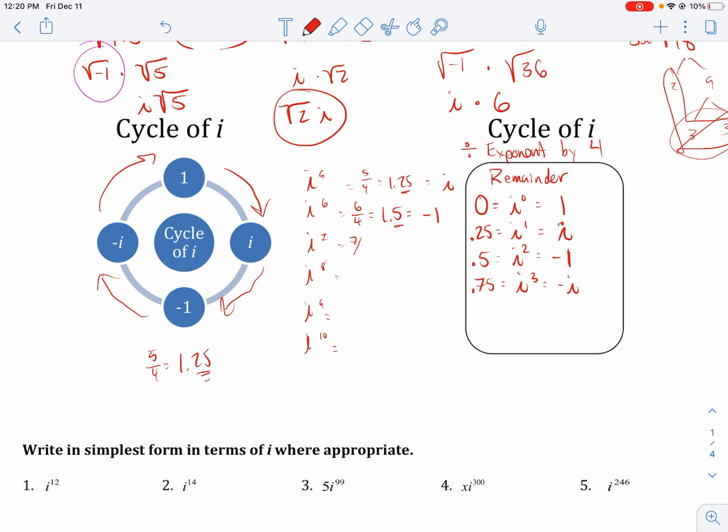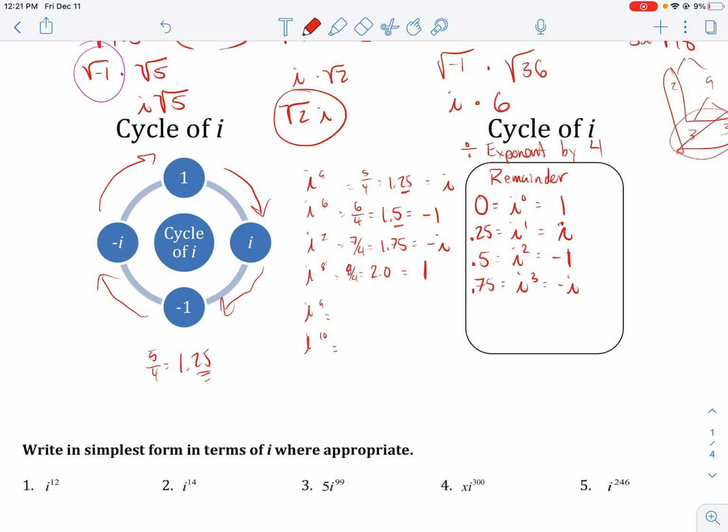All right, i to the 7th, 7 divided by 4, 1.75. And you get a remainder of 0.75. That means i to the 7th is equal to i to the 3rd. All right, and we're just left with a -i. And then i to the 8th, well, 8 divided by 4 is 2 with a remainder of 0. And then we start right back at the cycle. And so when you have a remainder of 0, that means you got an i to the 0th power, which means you're left with just a 1.